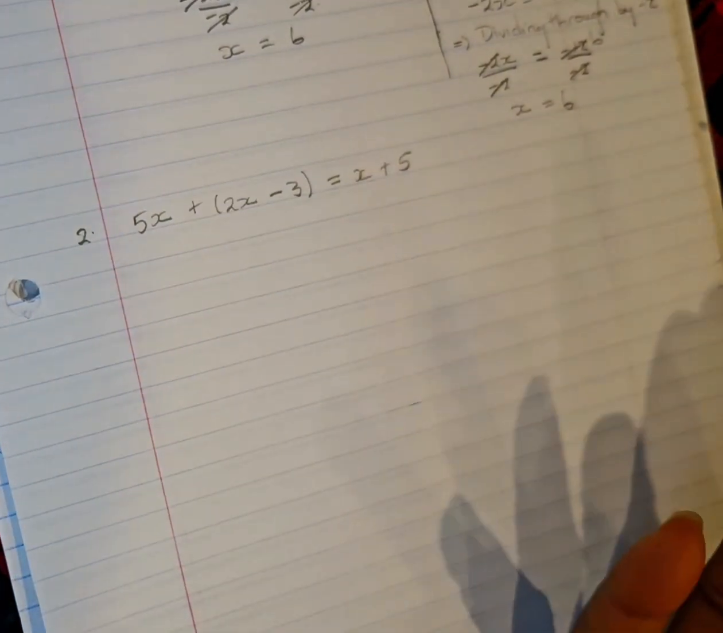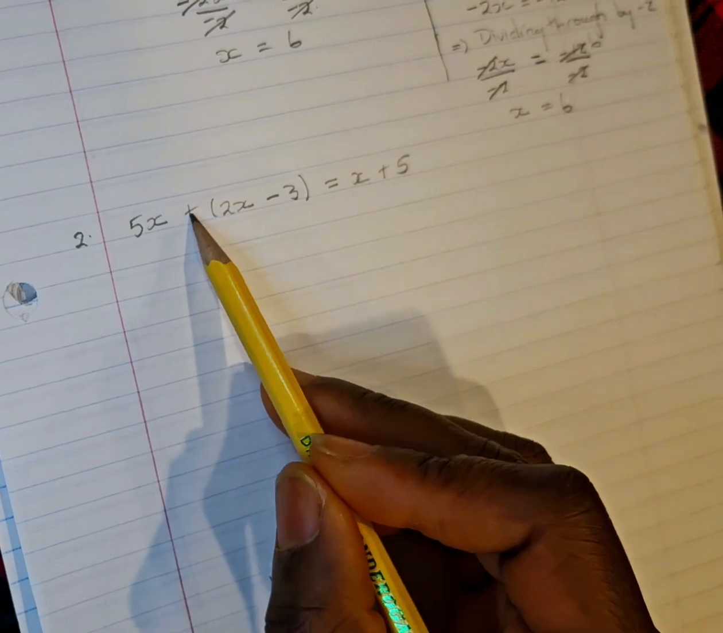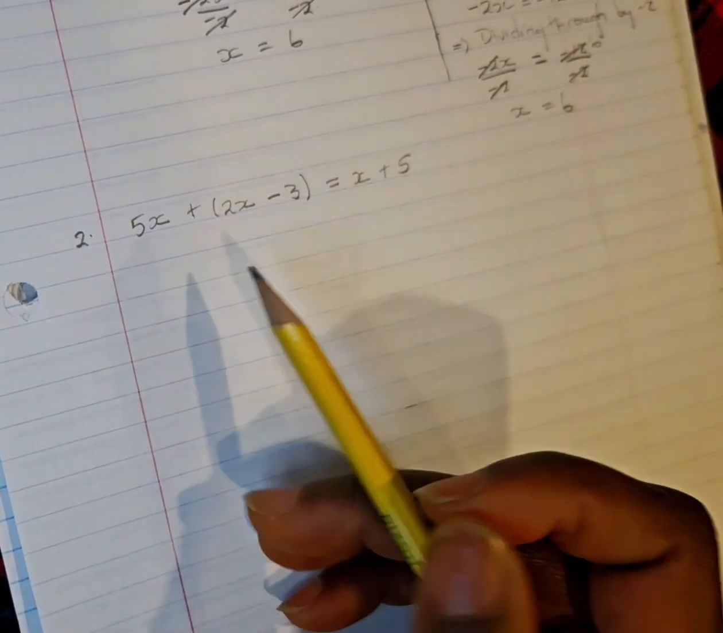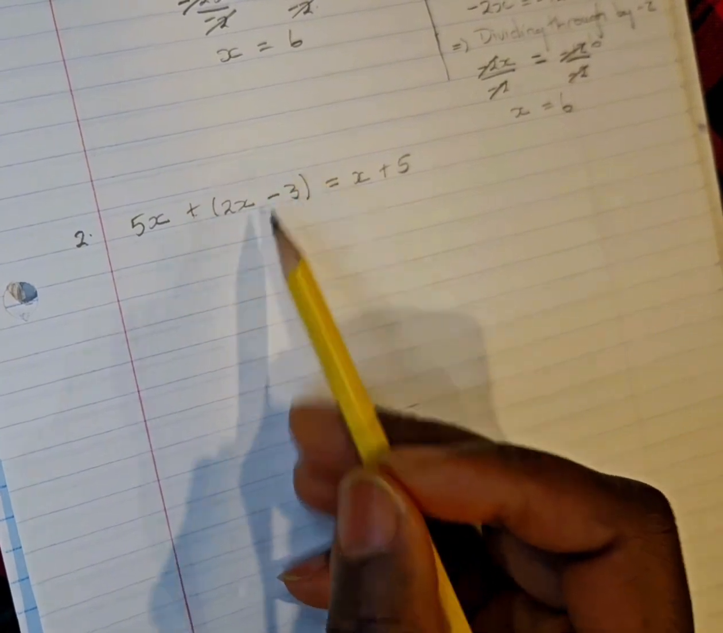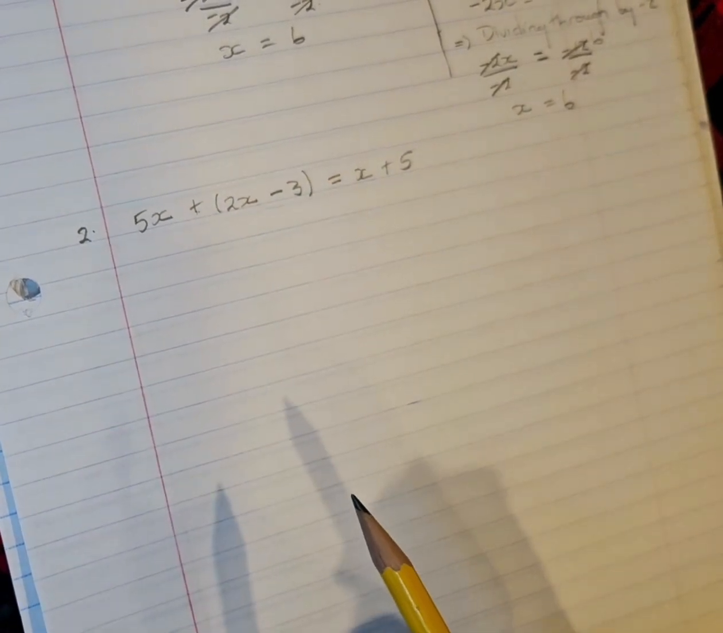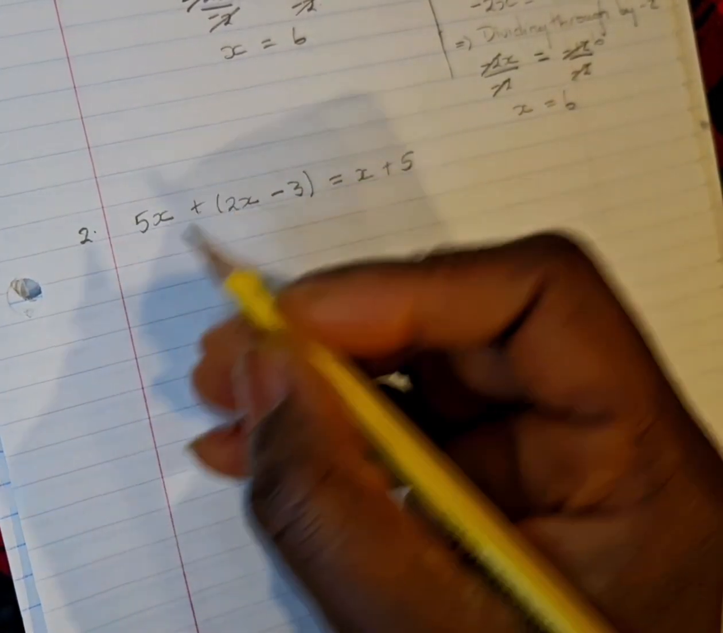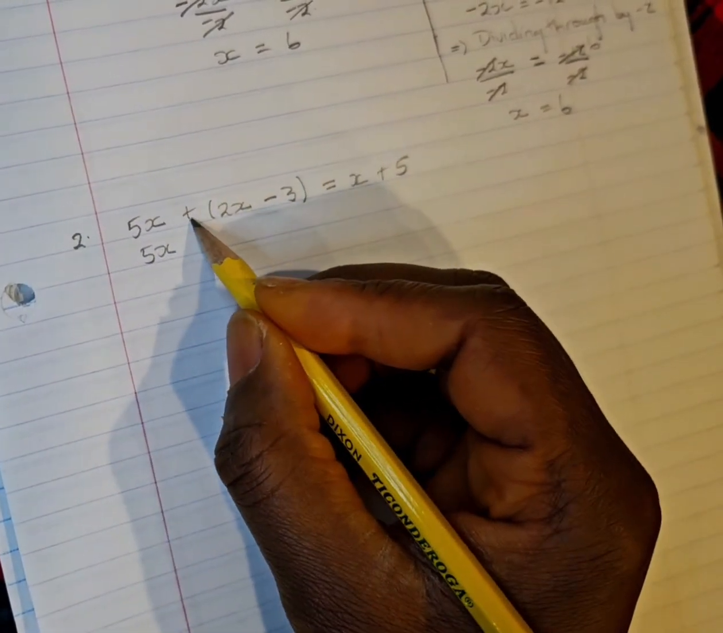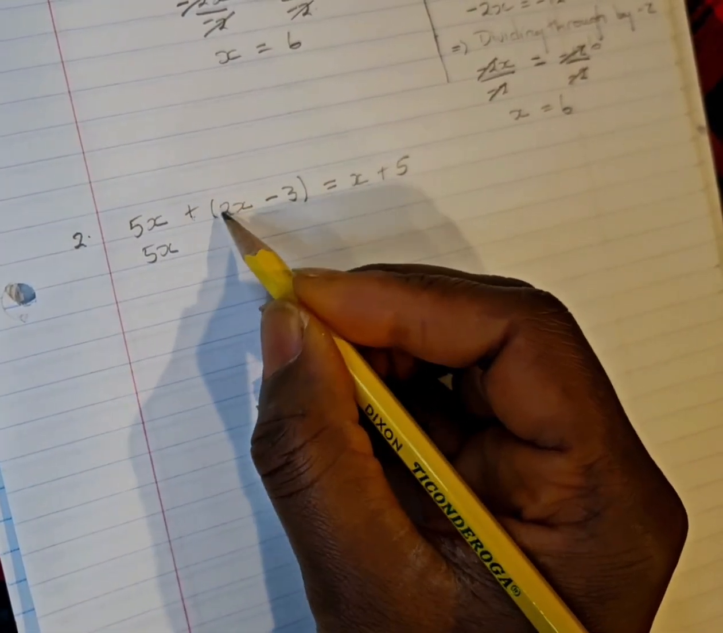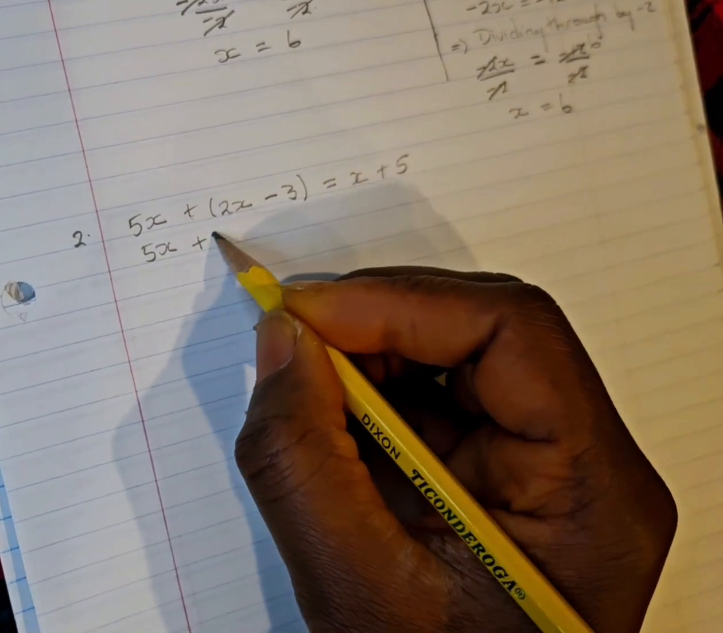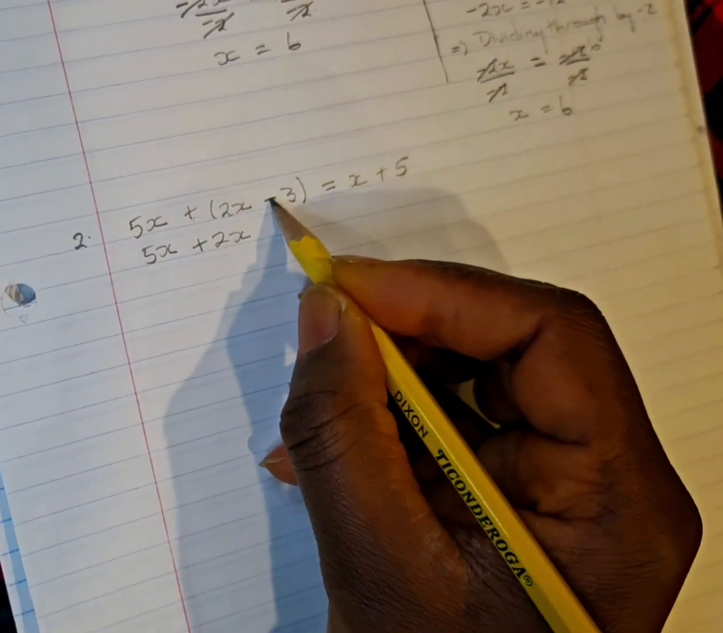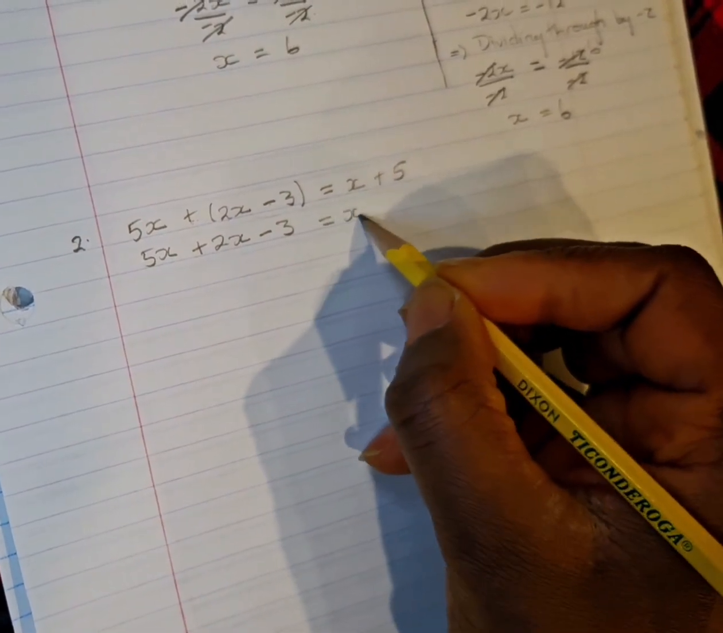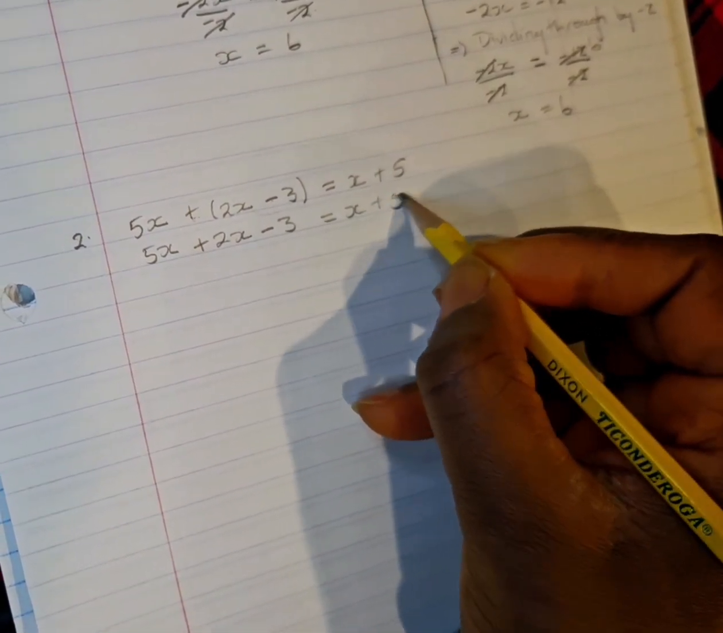So what is the goal here? Again, we are going to distribute the plus sign to this. In front of the open parenthesis is a plus sign, so it's not going to change anything about what is in the parenthesis. So our first step is 5x plus, plus times 2x will be plus 2x, plus and minus will be minus 3 equals x plus 5.